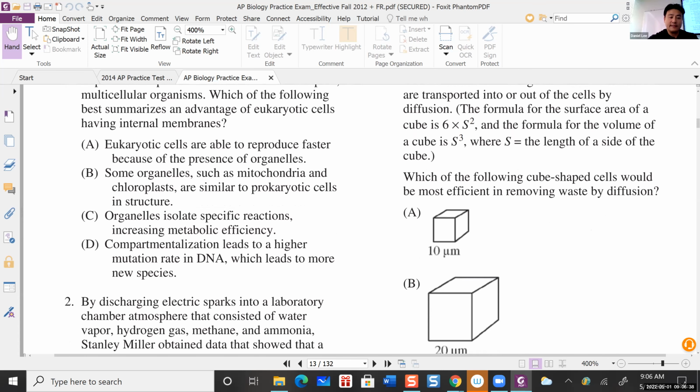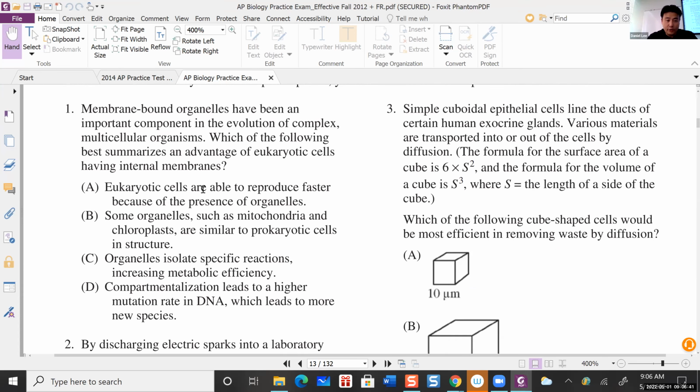So a question like this is basic organelle, right? So eukaryotic cells produce faster, that's not true. Yeah, bacteria is one of the fastest reproducing organisms. And this is the reason bacteria can accumulate mutations a lot faster than the rest of us, right? And then here, they're similar to, this is a true statement. Mitochondria, chloroplast, similar to prokaryotic structure, true, but that is not an advantage, right? So the answer will be C. We have organelles in small compartments that increase metabolic efficiency. So as simple as that, okay?